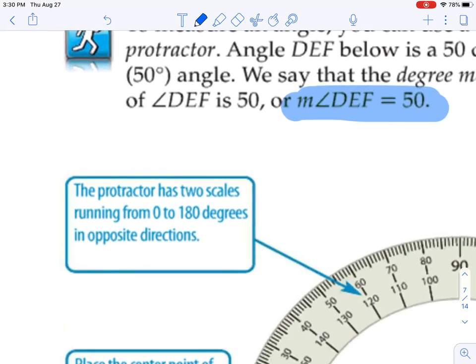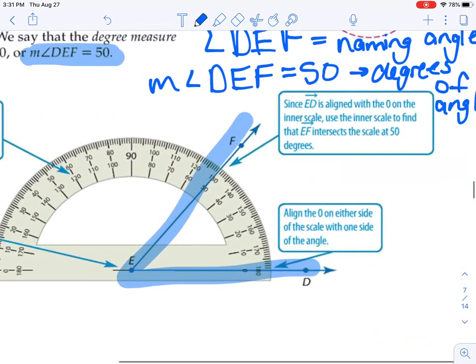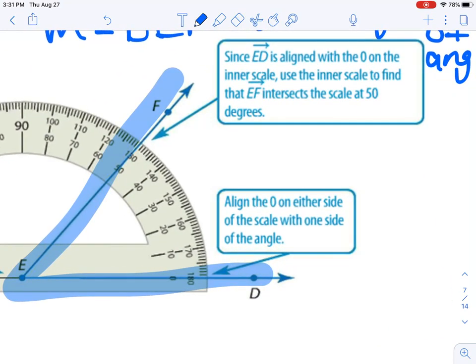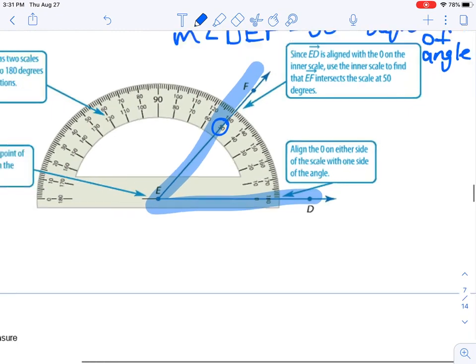Okay? So down here, we're going to zoom in. The protractor has two scales running from 0 to 180 degrees in opposite directions. Place the center point of the protractor on the vertex of your angle and align the 0 on either side of the scale with one side of the angle. Since ED is aligned with 0 on the inner scale, use the inner scale here to find that ray EF intersects the scale at 50 degrees. All right.